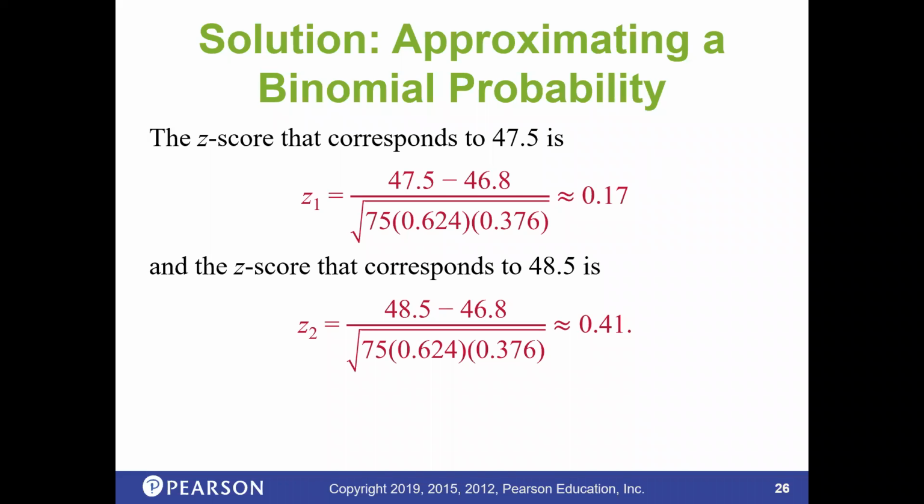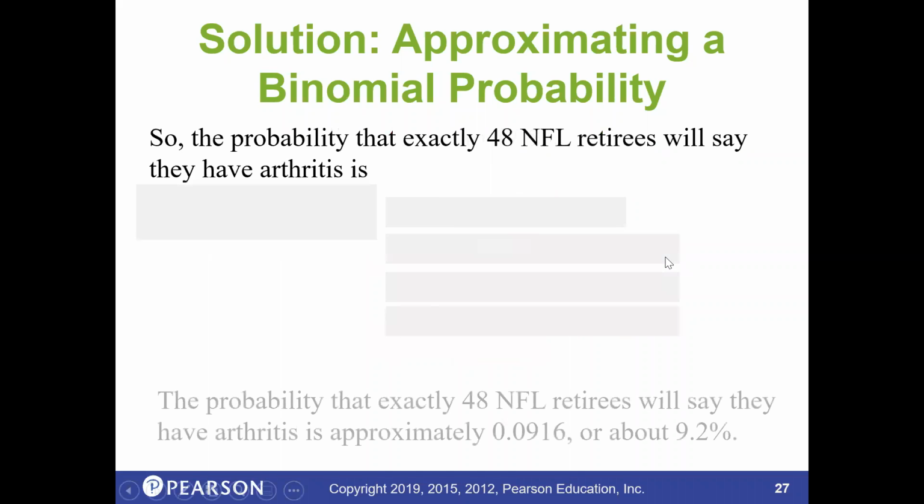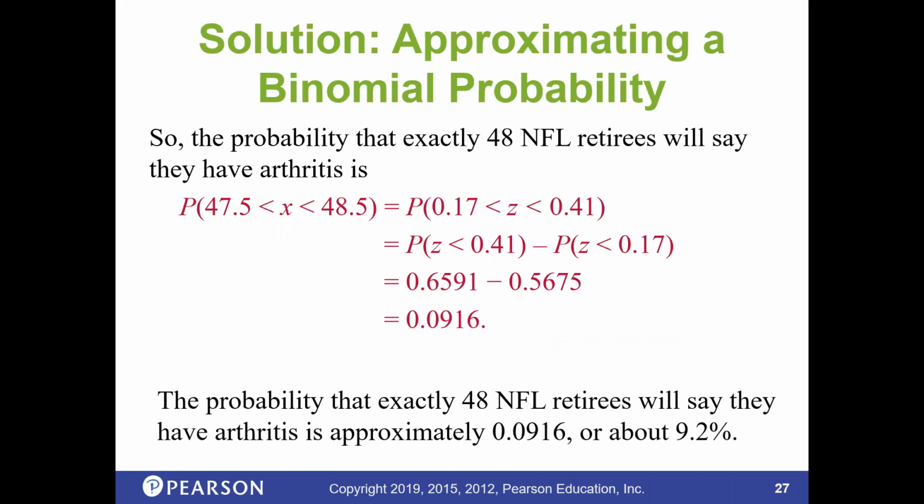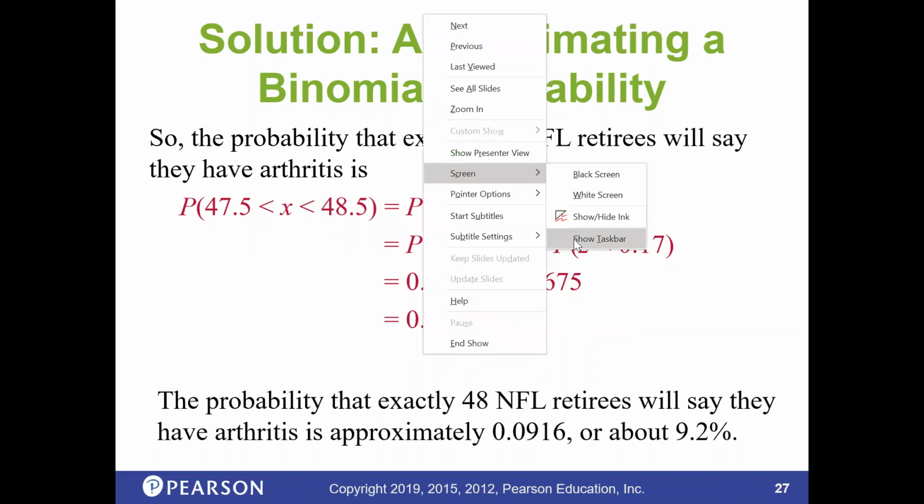If you did it by the table, here's what you would have got: the z-scores between 0.17 and 0.41. Again, the table always goes to the left, right? So you grab your big z-score area and subtract your small z-score area. You subtract them and you get yourself that area. We're gonna do it by calculator because that's the way we've kind of learned to do it. So let me jump to the calculator.